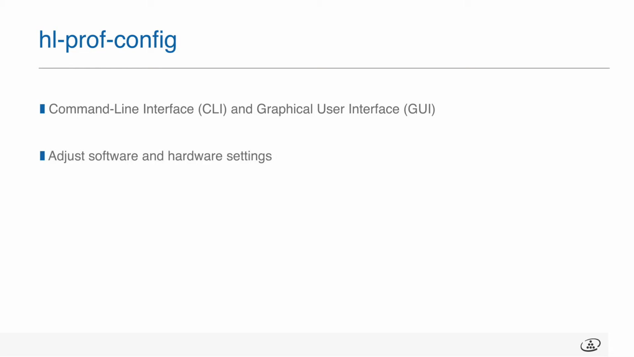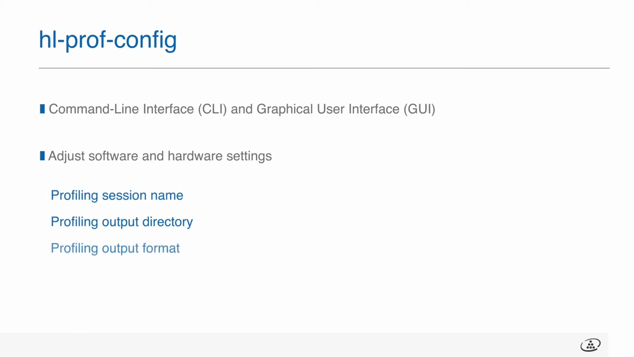The HLProf config tool can be used to set the options for running the profiler. The tool functions in two modes: command line interface, or CLI, and graphical user interface, or GUI. The tool enables adjusting the software and hardware settings of the profiling subsystem, including changing the session name, output directory, output formats, and basic hardware settings of the instrumentation.